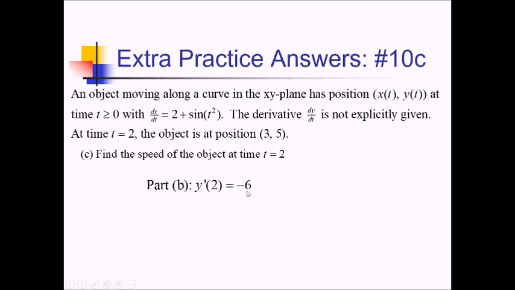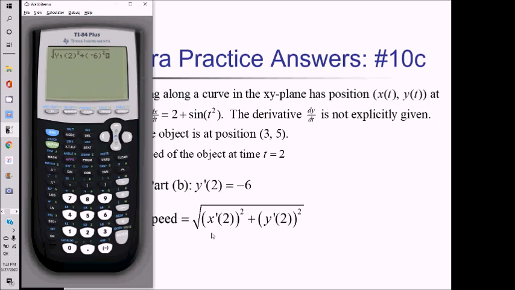So now to get the speed, I just need the square root of x prime of 2 squared plus y prime of 2 squared. And I can find x prime of 2 again on my calculator, so let me just plug all that in now. So here's what I've got on my calculator. X prime I stored as my y1, so I've got y1 of 2, and I'm squaring that. That's x prime squared of 2. And then y prime of 2 squared is just negative 6 squared. So pressing enter, we end up with 6.127.